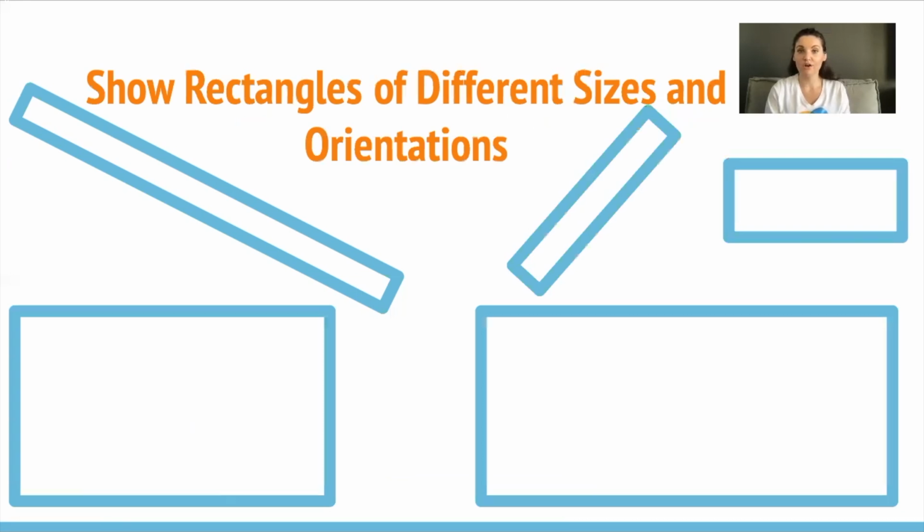As with the triangle and all shapes really, we want children to see rectangles of different sizes and different orientations. You can see we have some rectangles here that are skinny, some that are fat, some that are slanted, some that are in a very traditional orientation. When we show children a wide variety of rectangles, it really helps to strengthen their critical thinking skills and makes them think more about the properties of the shape to figure out if a shape is in fact a rectangle. Showing a wide variety of sizes and orientations is extremely, extremely important.